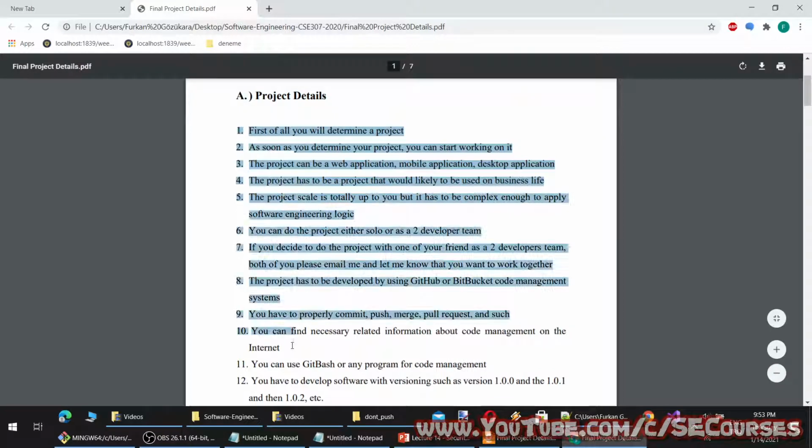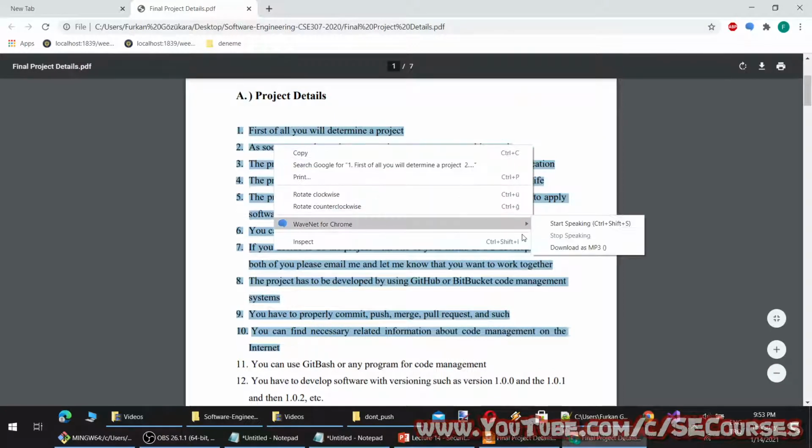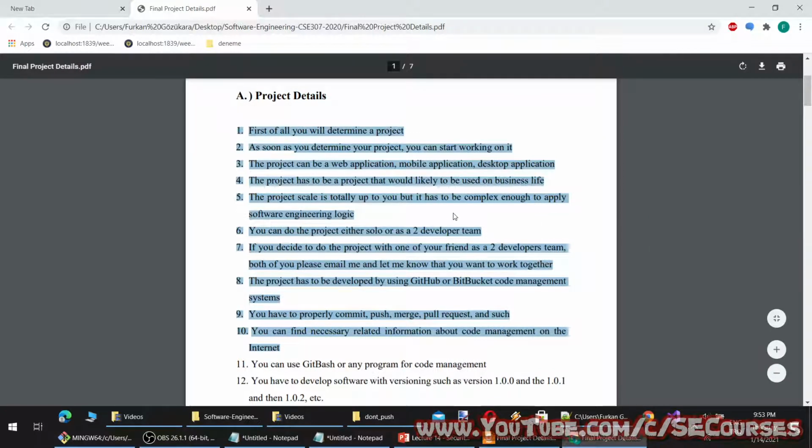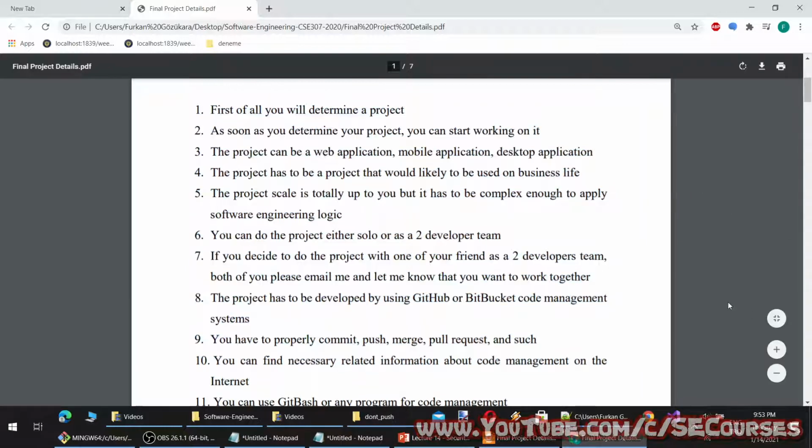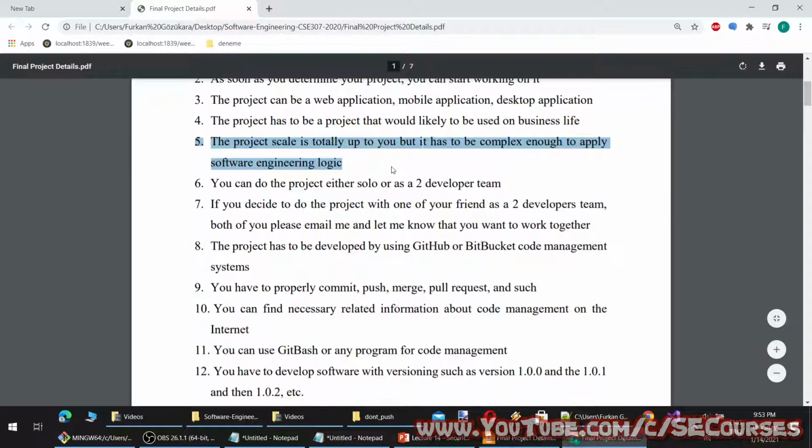Project details. 1. First of all, you will determine a project. 2. As soon as you determine your project, you can start working on it. 3. The project can be a web application, mobile application, or desktop application. 4. The project has to be one that would likely be used in business life. 5. The project scale is totally up to you, but it has to be complex enough to apply software engineering logic.